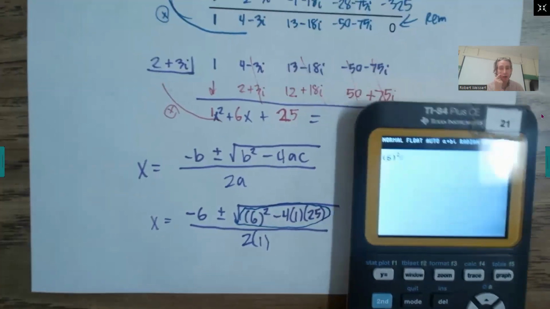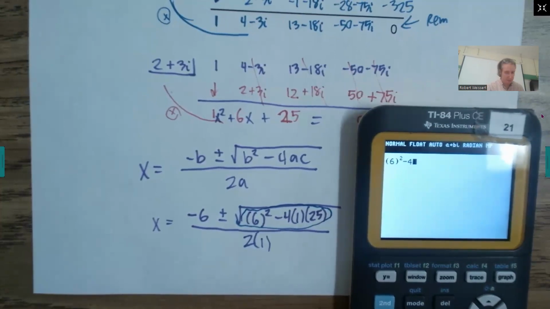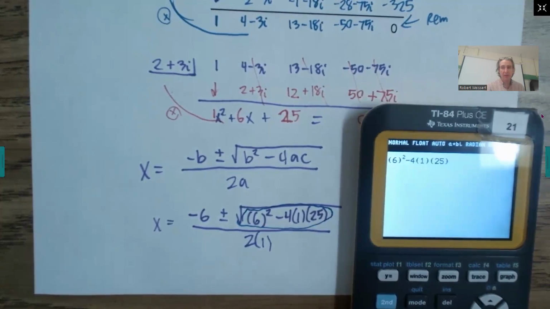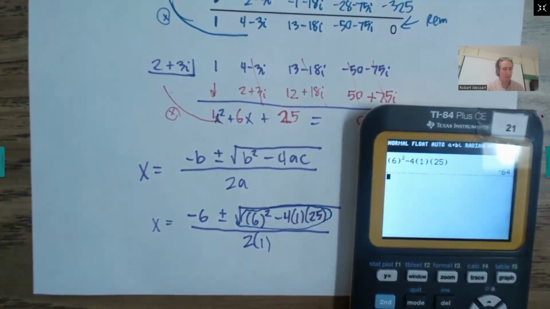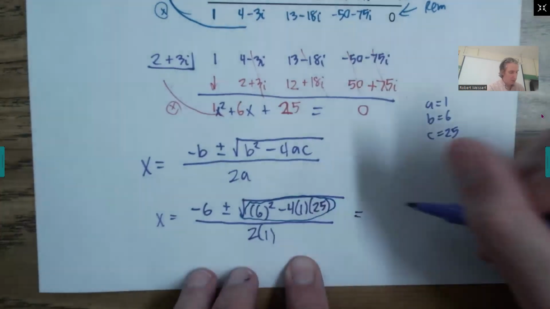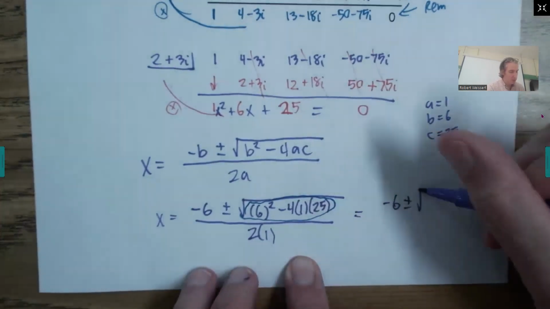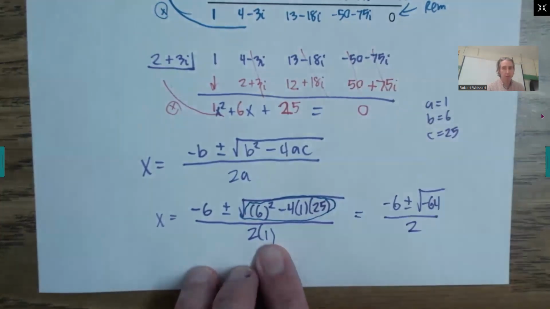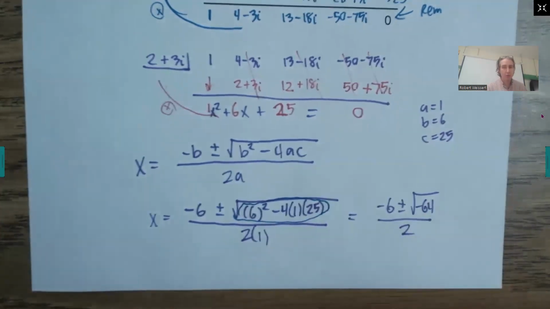Always put parentheses around what you're squaring, especially if it's negative. Don't gamble with negatives. You will get, in this case, negative 64. We write our answer like so. Negative 6 plus or minus the square root of negative 64 all over 2 times 1, which is 2.